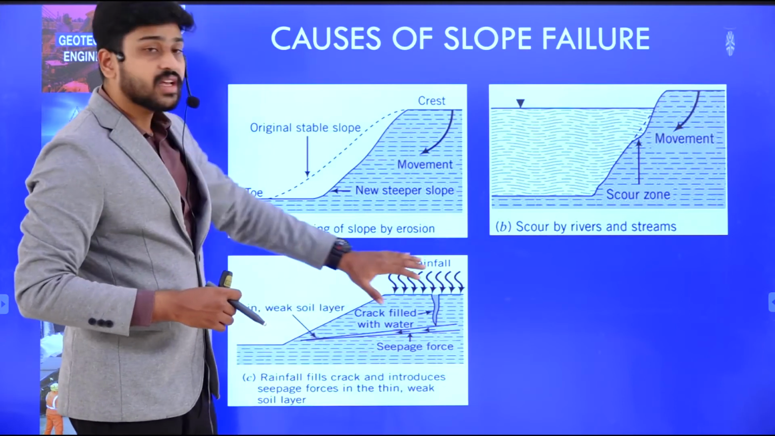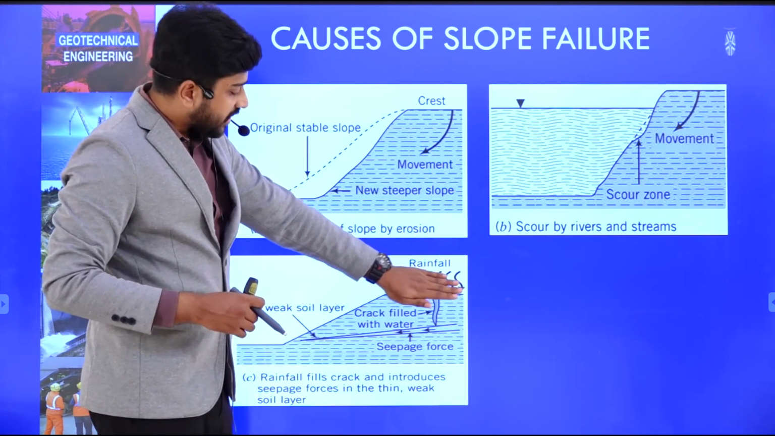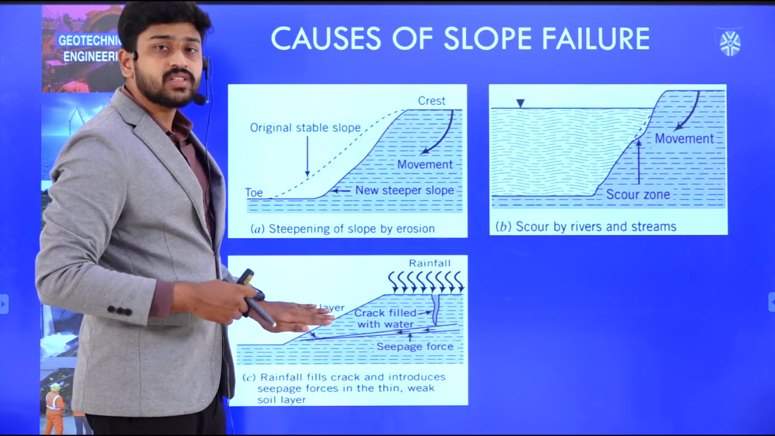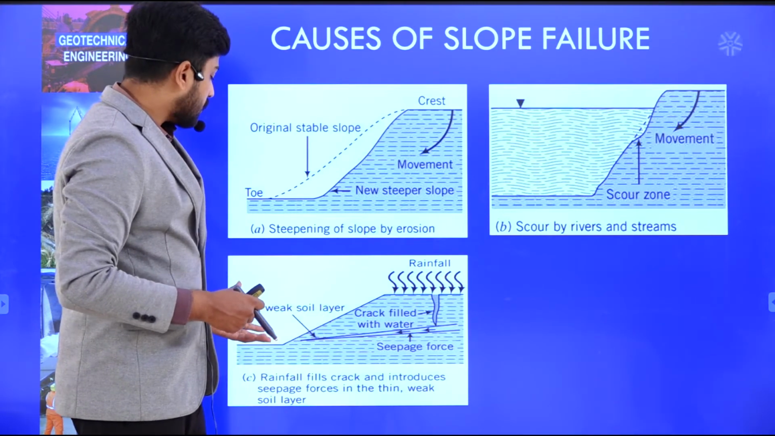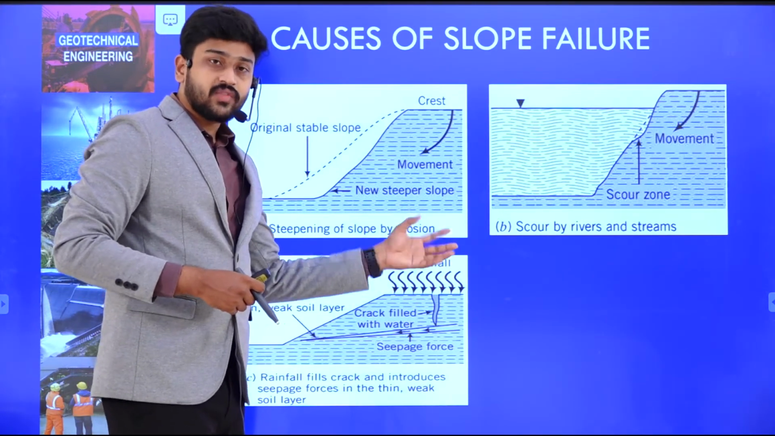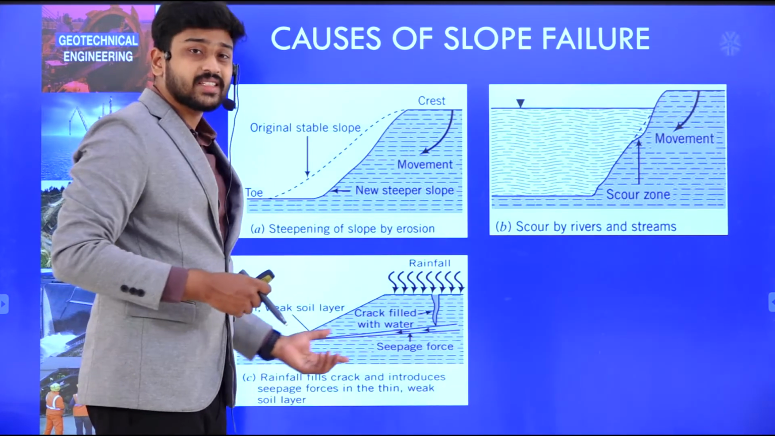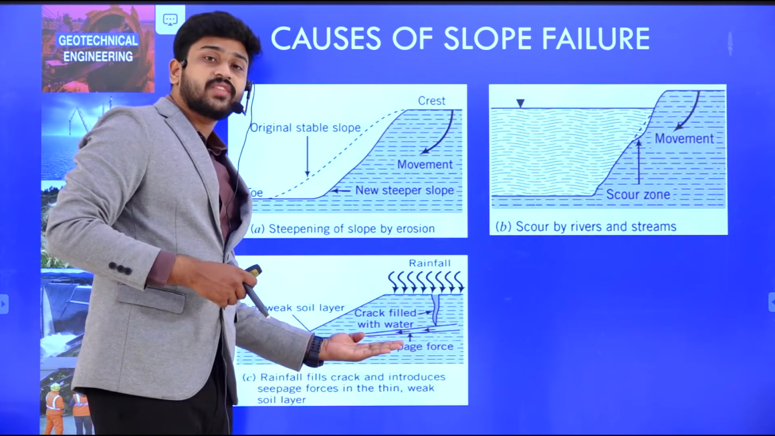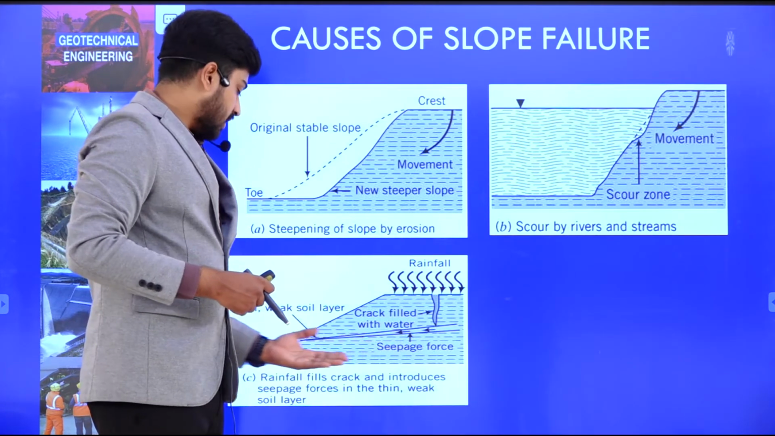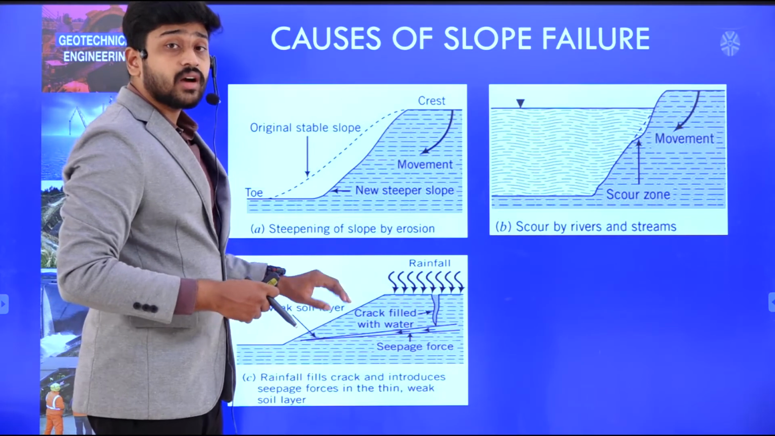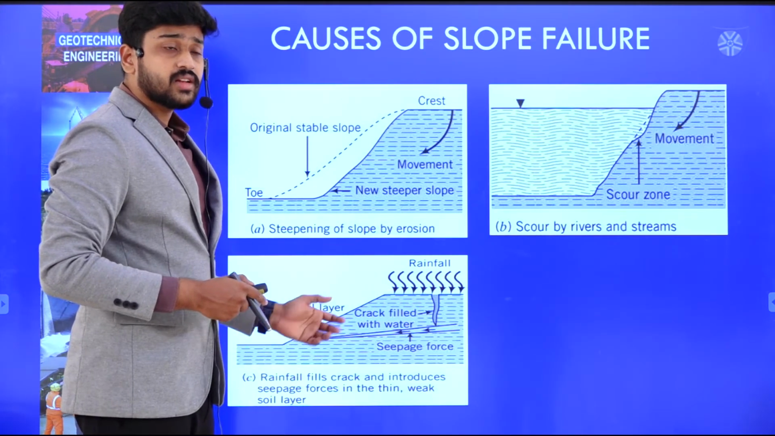So what is happening? After some amount of time, this will try to slide down. That means a sloping failure is now occurring. As I've stated, because of this rainfall, the water passing through this particular region is now acting as a seepage force along a particular weak region. Okay, and then the sliding will occur, and then there is a slope failure.